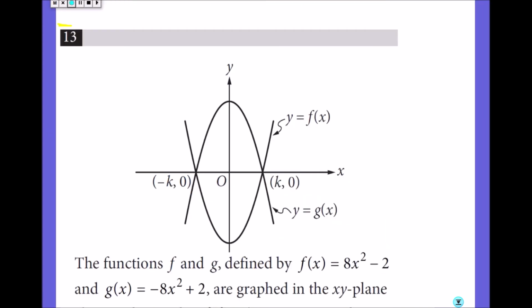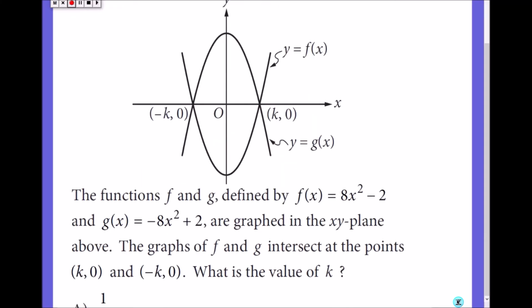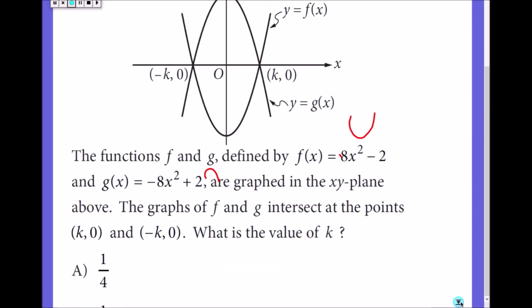13. The functions f and g are defined by f of x is 8x squared minus 2, and g is negative 8x squared, because if it's positive, it opens up, and this one opens down, and they also named it for you. So what's the question? The graph of f and g intersect at the points (k, 0) and (negative k, 0). What is the value of k?